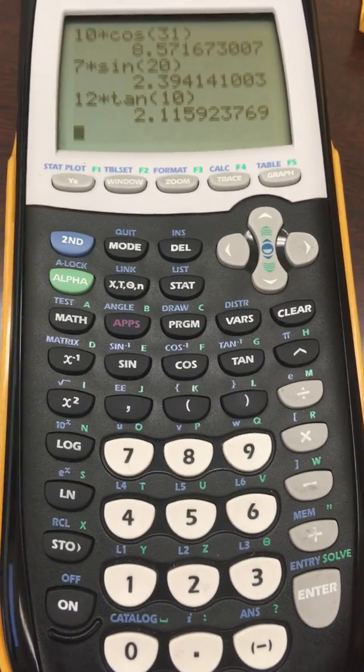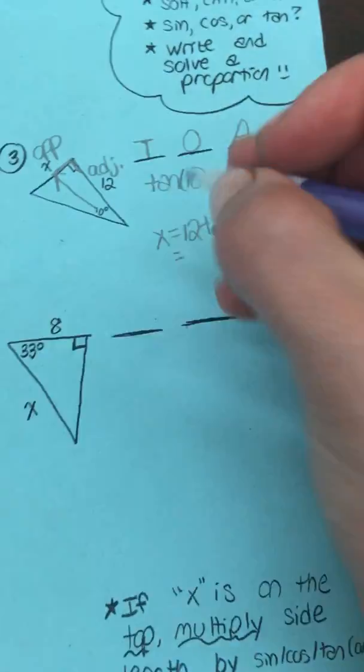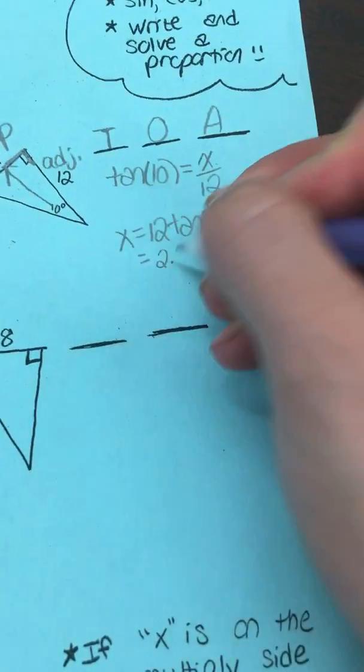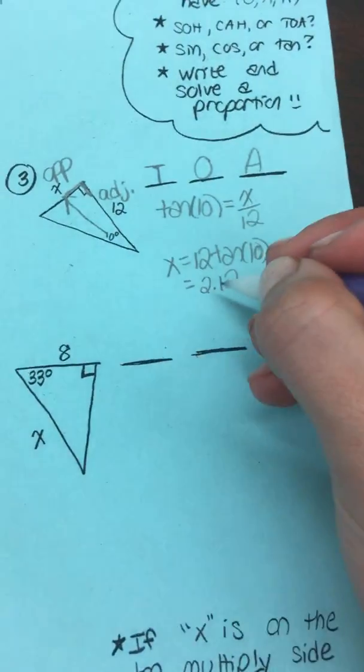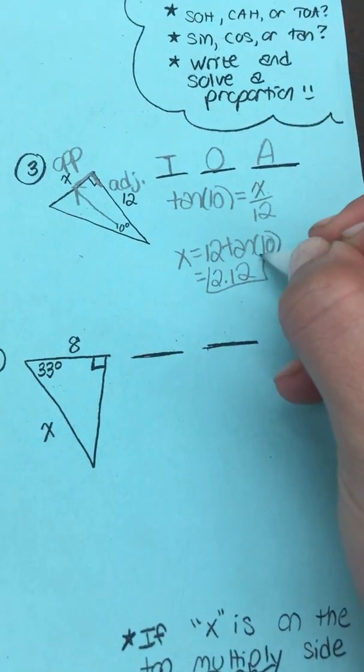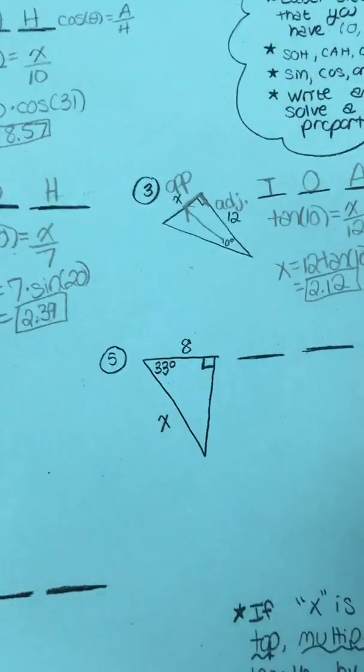2.12. They don't give you units here, so you could just say units, or you could just leave numbers for now. If it said centimeters, you would write centimeters, etc.